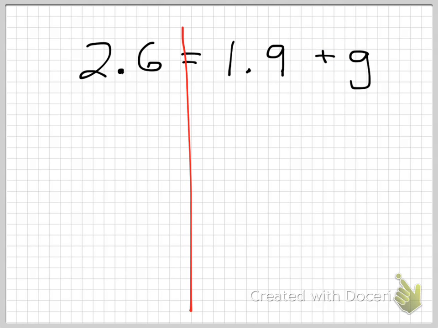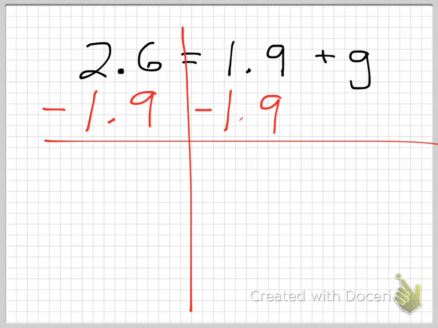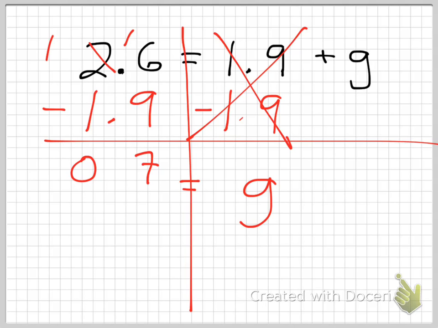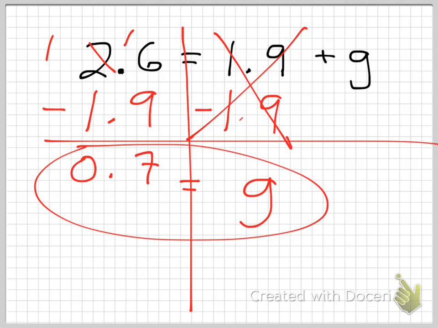What do I need to do here? How does the variable need to get alone? What do I have to do? Minus 1.9, minus 1.9. Do you see why it's important to be neat at this point? Because all of a sudden I have to line up the decimals, right? Those 1.9s are gone. That leaves me with G over here equals. Now, if I line this up properly and I've been neat, I can do this right here. I don't need to go over there and use any more scratch paper. 6 minus 9, I can't do it. Go borrow from that. That makes it 7, and it's 0.7. Oh, there's my answer. G equals 0.7.